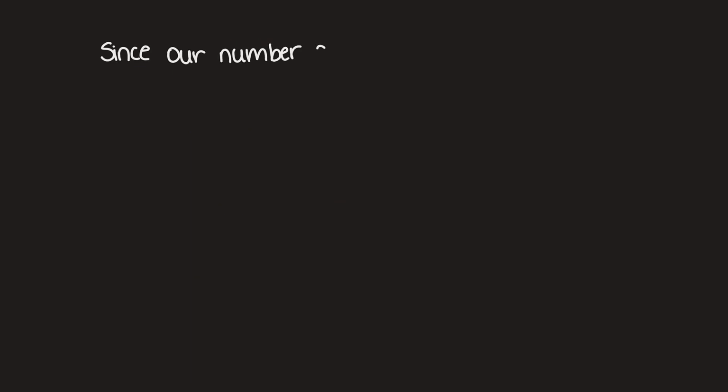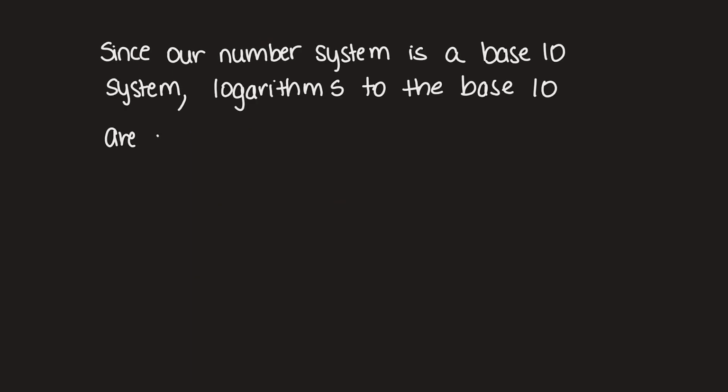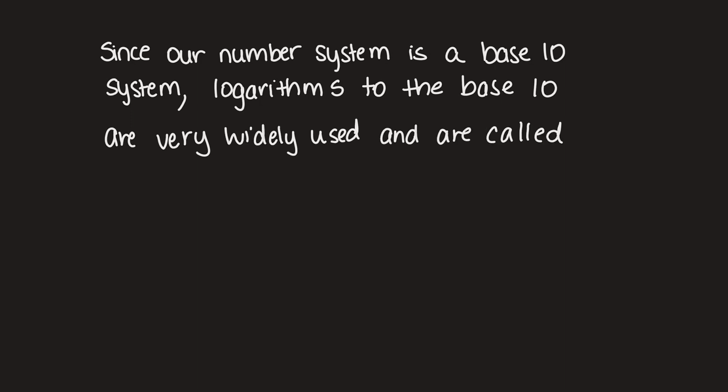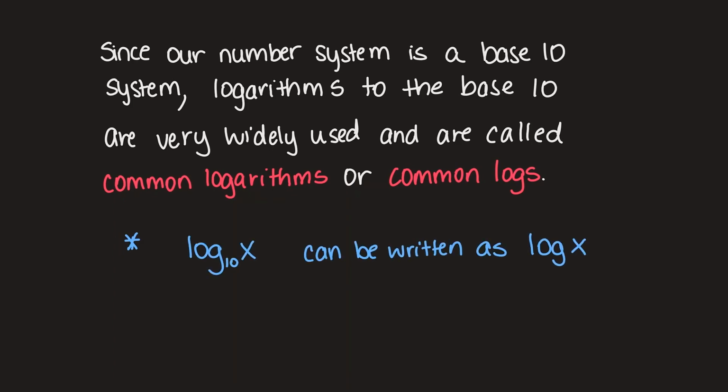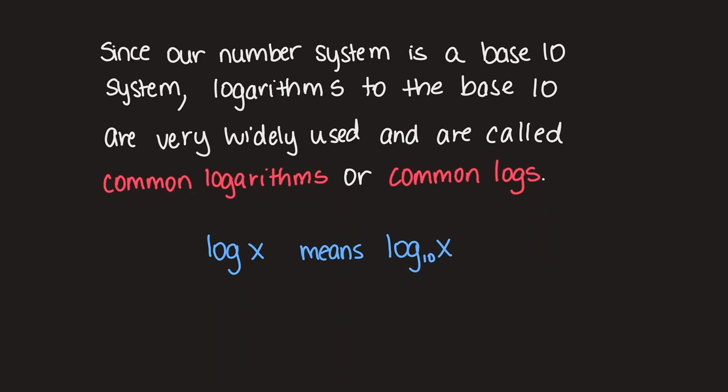So since our number system is a base 10 system, logarithms to the base 10 are very widely used and are called common logarithms or common logs. So log base 10 of x can be written as log x without the base 10 written in. The base is assumed to be 10 when it is not written in. Let's do an example of solving a common log.